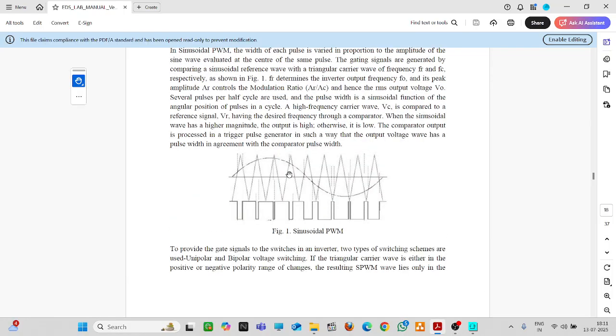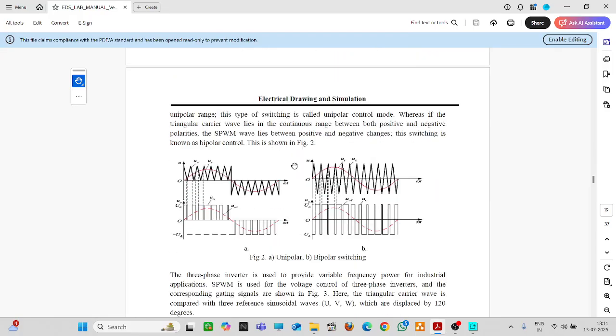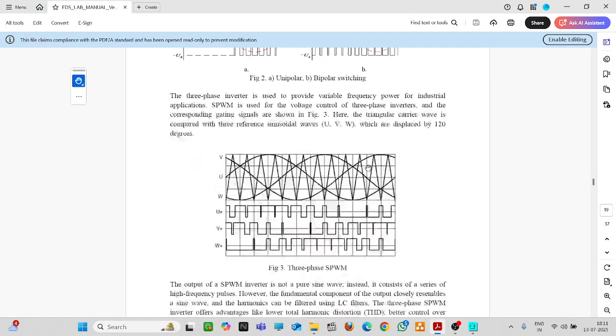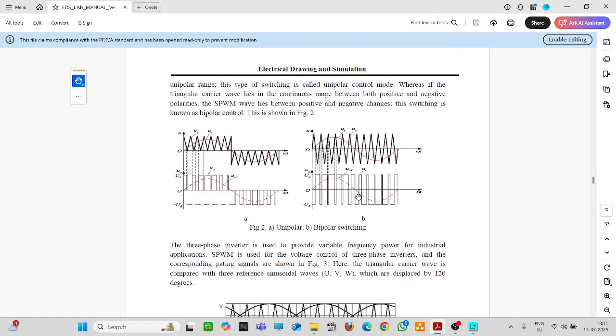So after comparison, the pulses will be given to the switches, and depending upon the switching signals, the output voltage will appear across the phase to neutral. In this case, we'll be taking the star connected load, and as you can see, the star connection will be having a neutral. So we will try to obtain the waveform like this.